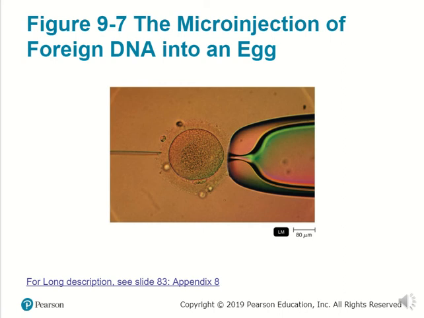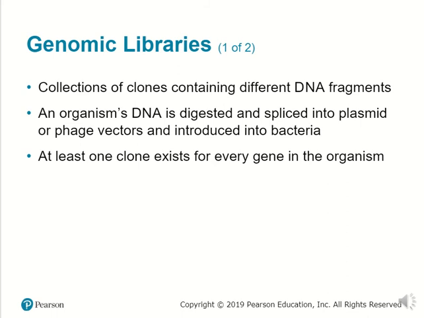Genomic libraries are collections of clones containing different DNA fragments. An organism's DNA is digested and spliced or joined into a plasmid or put into a phage vector, which can then be introduced into bacterial cells. At least one clone exists for every gene in the organism.